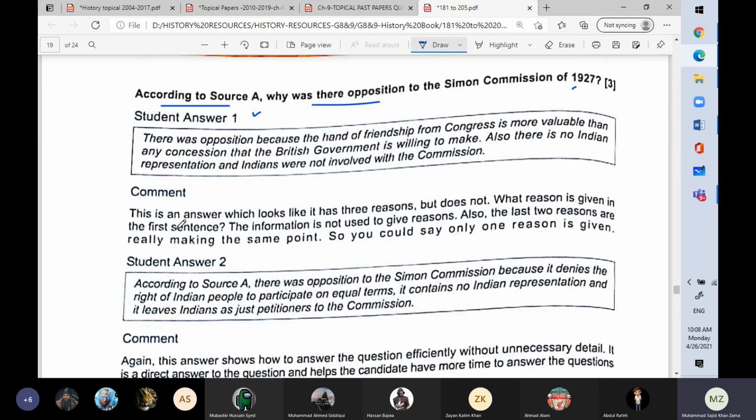Now, if you see the comment, this is an answer which looks like it has three reasons, but it doesn't. What reason is given in the first sentence? The information is not used to give a reason. Also, the last two reasons are really making the same point. So you could say only one reason. For that purpose, the student will get 1 mark only.